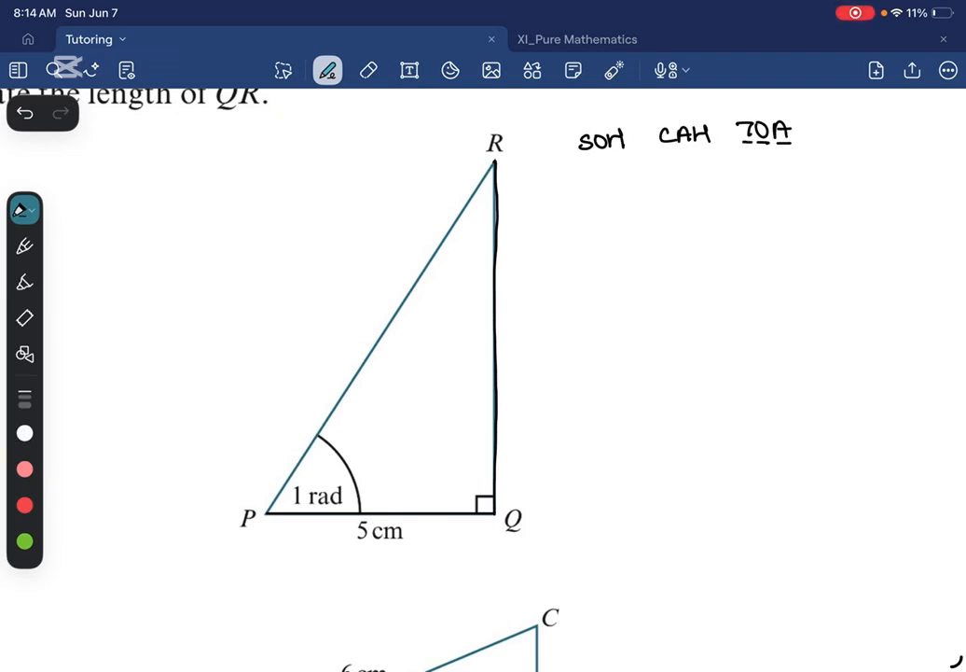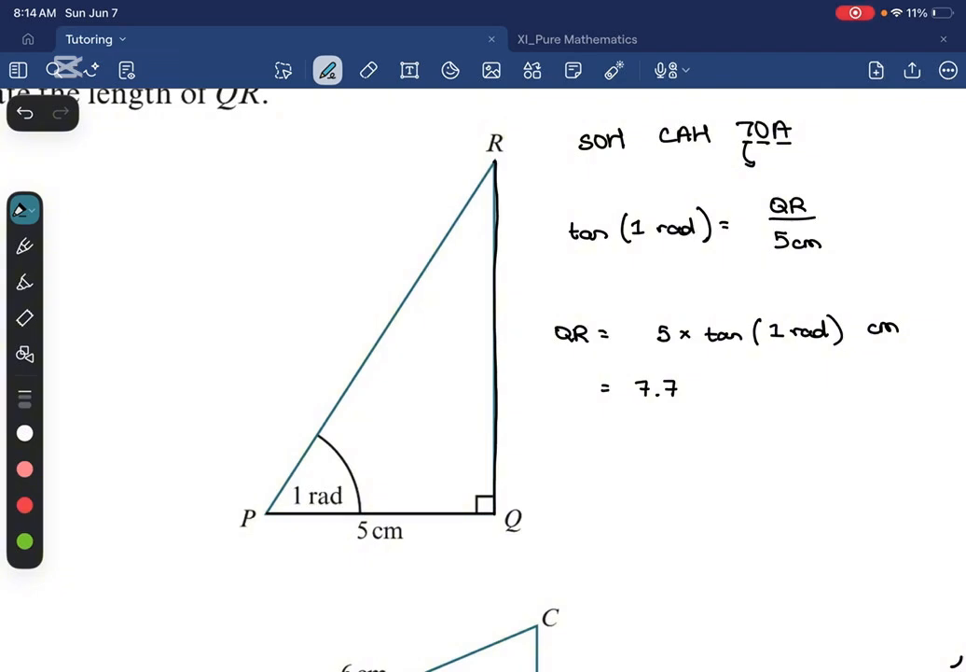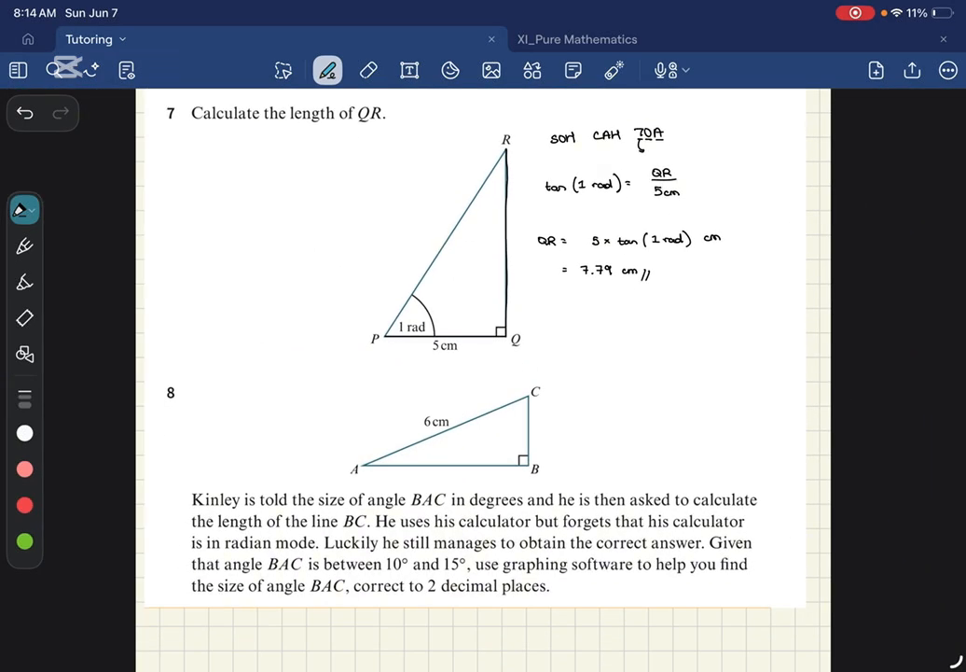So it's going to be tan, T for tan. So tan of 1 radian is opposite, which is what we are looking for, QR, over our adjacent, which is 5 centimeters. So QR is going to be 5 times tan of 1 radian in centimeters. So 5 times tan of 1 radian gives you 7.787. So that is just going to be 7.79 centimeters in 3 significant figures.